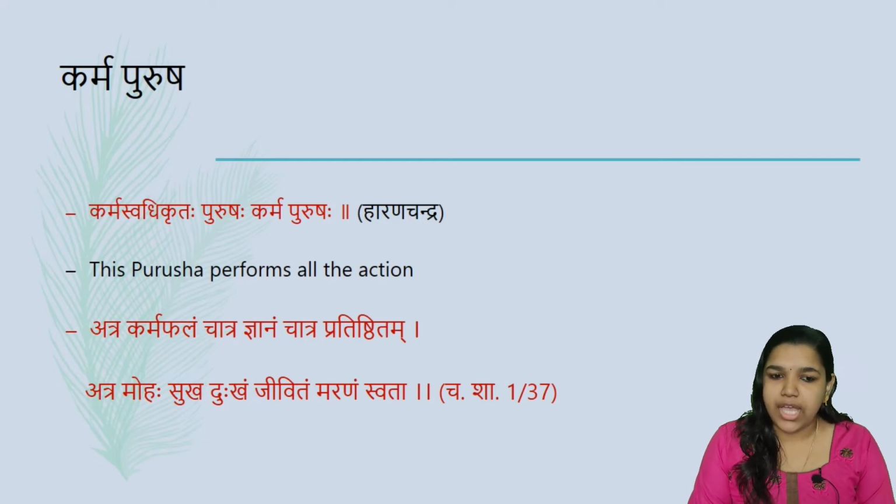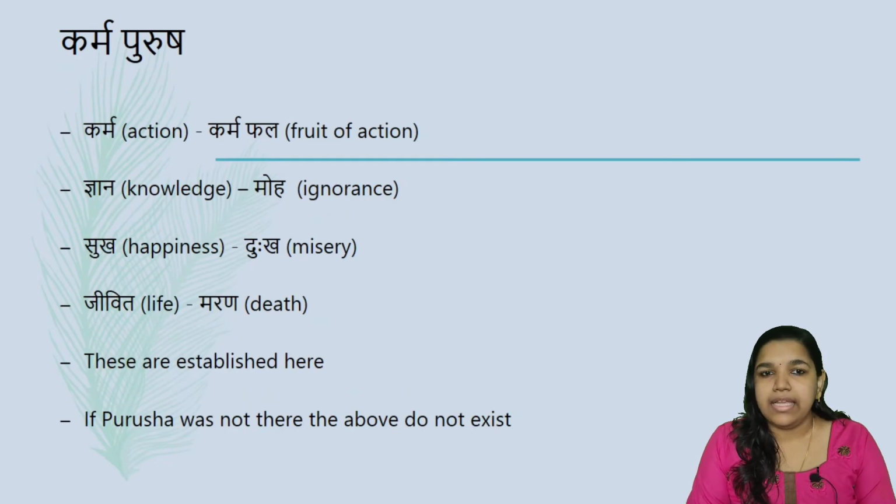Atra karma phalam cha atra jnanam cha atra pratishtitam atra moha sukha dukkham jivitam maranam swata. And this Karma Purusha will be considered as the Bhokta, or he will be enjoying, or he is associated with Karma and Karma Phala. That is, Karma refers to all the actions he is doing in his present life, and Karma Phala, the fruit of the action. That is, whatever good or bad benefits he is getting from the karma during this life and also from the previous life. And jnana and moha.